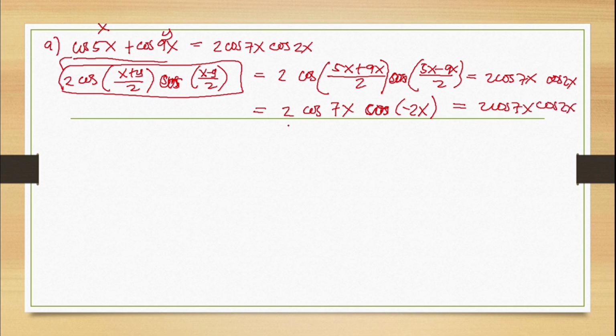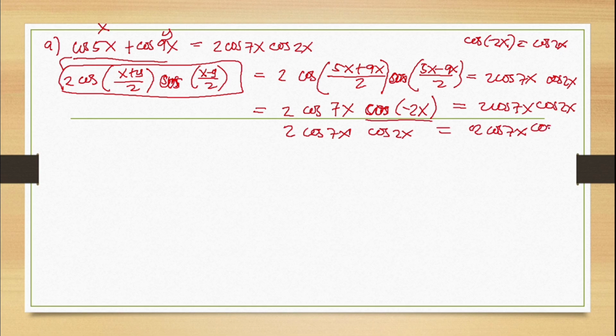So we have here 2 cosine 7x, and this is a negative argument identity: cos negative 2x is equal to cos 2x. So therefore cos 2x is equal to cos 2x, and we have 2 cos 7x cos 2x. So therefore this is an identity. That's all for letter A. So let's proceed with letter B.